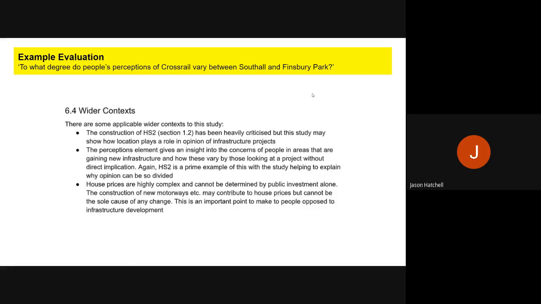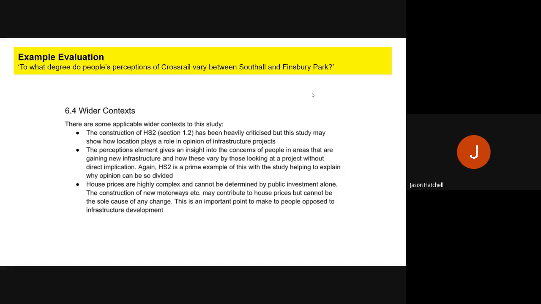And finally, the student then considers wider contexts. So this is who might be interested in the investigation and what background information do I have that might have affected the overall investigation as well. So the student mentions, for example, the construction of HS2 being heavily criticised. The student also mentions the concerns of people in new infrastructure, and HS2 being an example of that again.